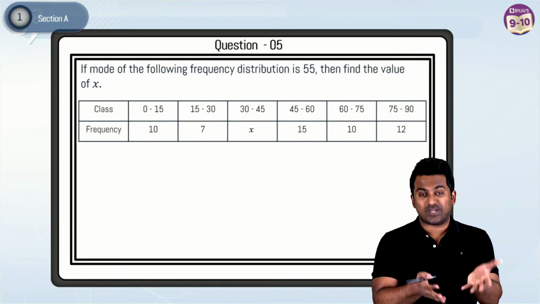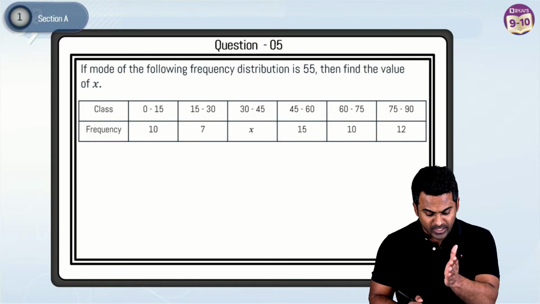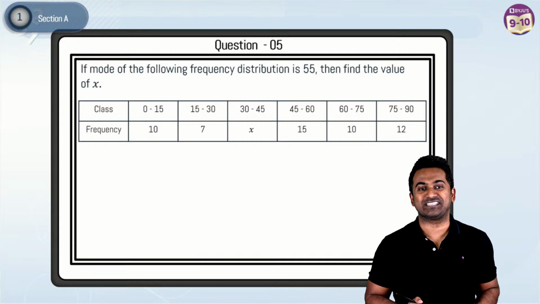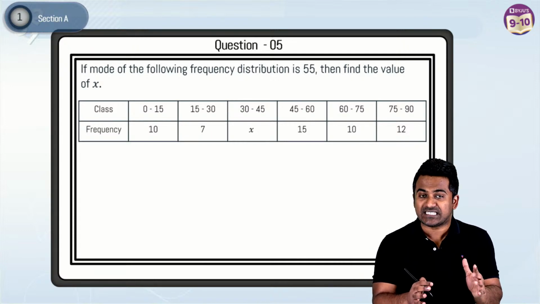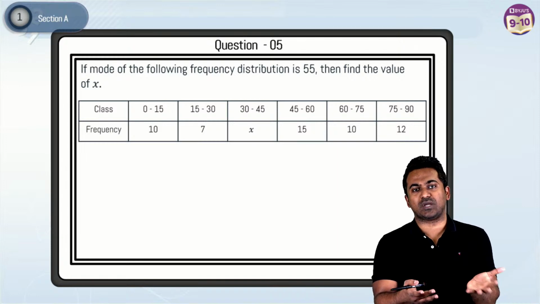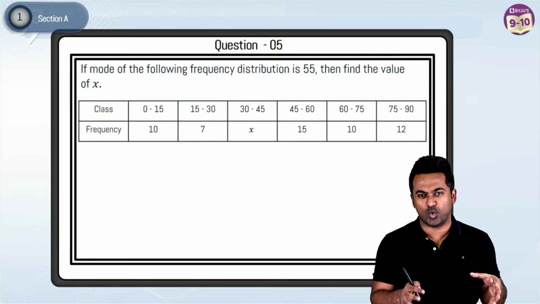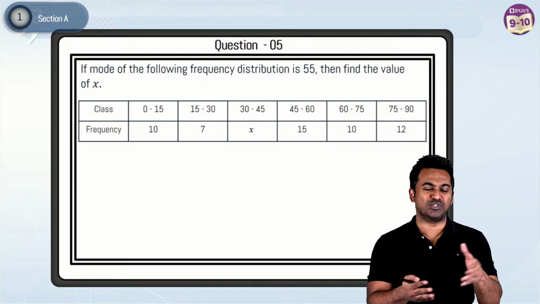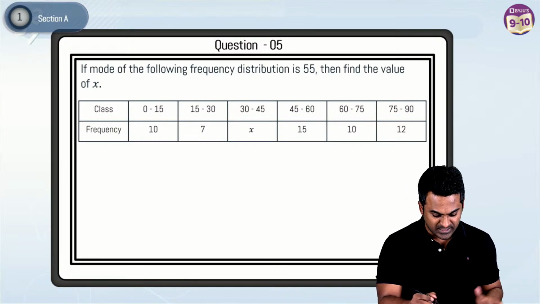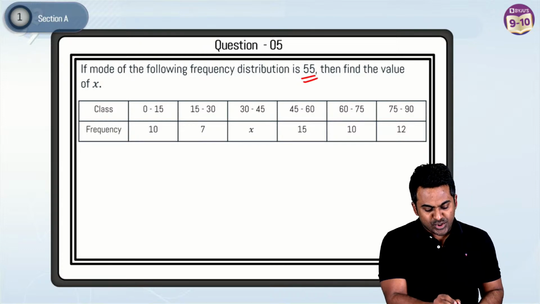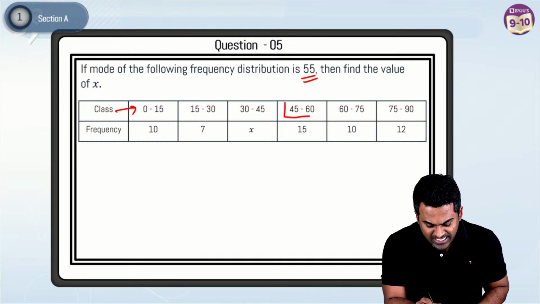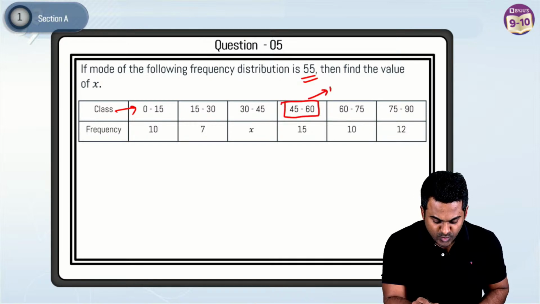Okay, so question number 5 for you here. Mode is given as 55. We've got to figure out the value of x. Again, a question from statistics. And questions from statistics, I'm sure you guys understand, are more formula oriented. So you have to remember the formula for mode. And that happens once you've practiced a lot of questions. So first thing, mode is 55. Now check the class here. Where does 55 lie? As you can see, 55 lies between 45 and 60. So this is going to be your modal class.